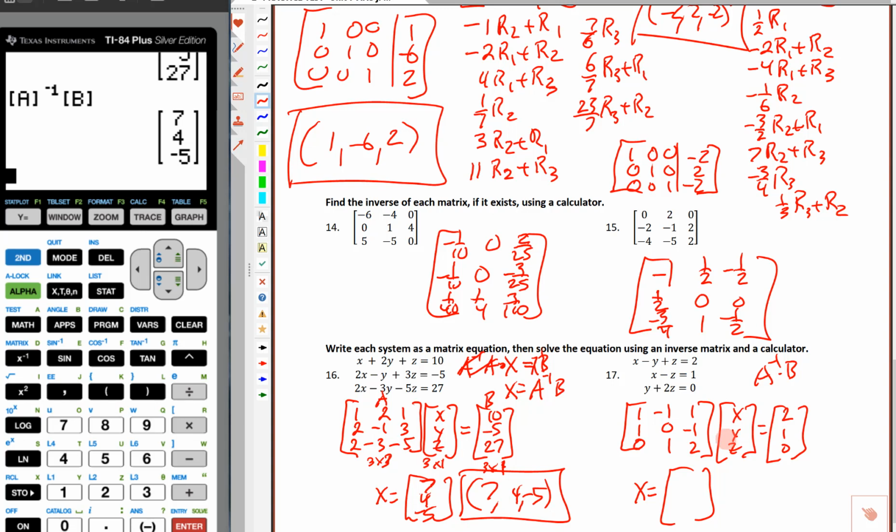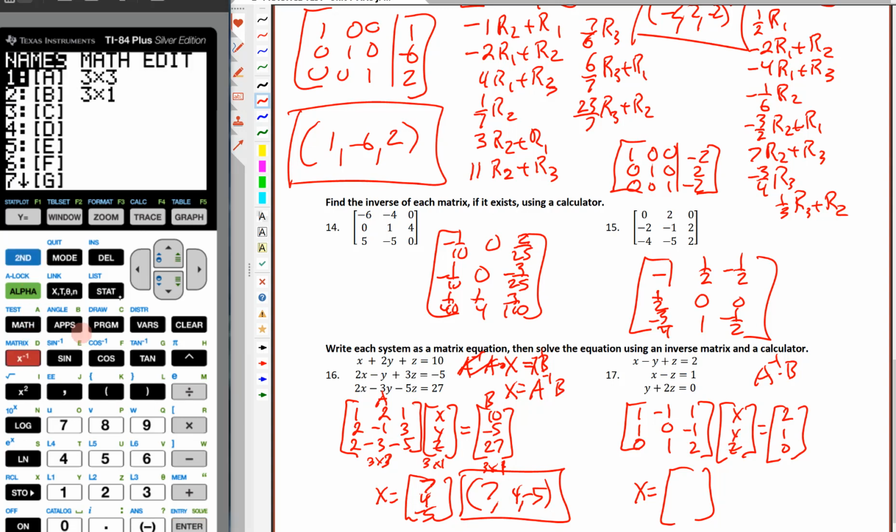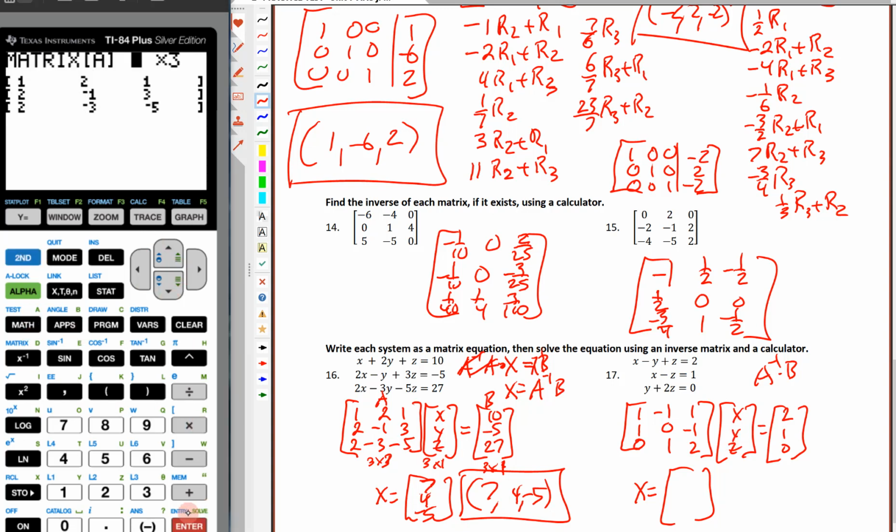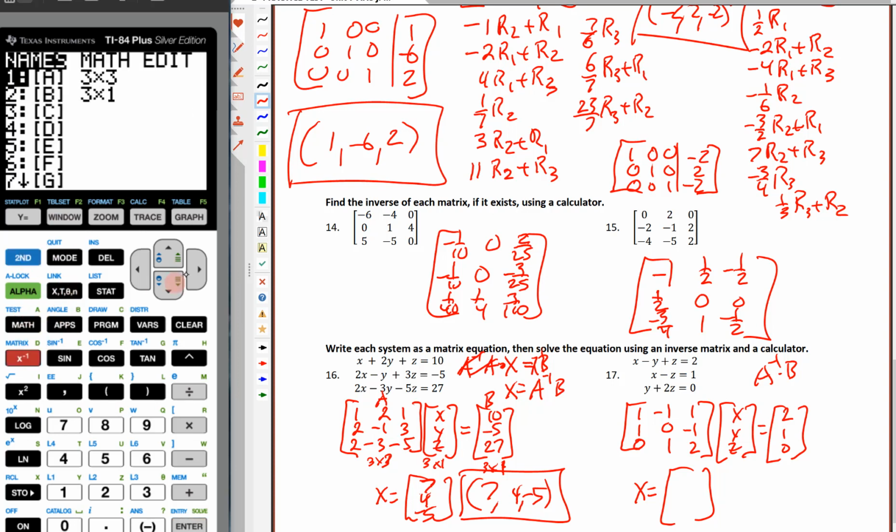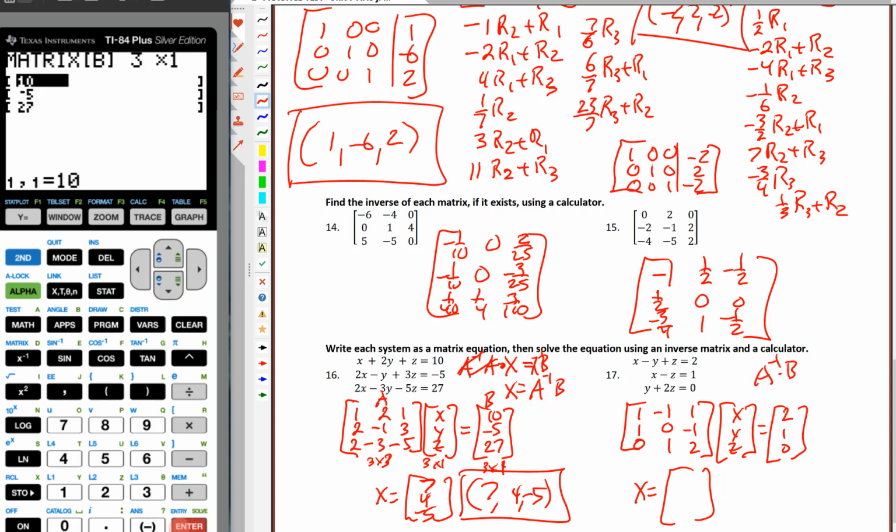And then all I need to do for the last one is just edit these again. So I'm going to go back to matrix. We're going to edit. It's a 3 by 3, but I've got a 1, a -1, a 1, and a 1, and a 0, and a -1, and a 0, and a 1, and a 2. All looks good. Second quit. Go back to matrix, and we're going to edit. We're now going to edit B and make sure that's right. So I've got a 2, a 1, and a 0.